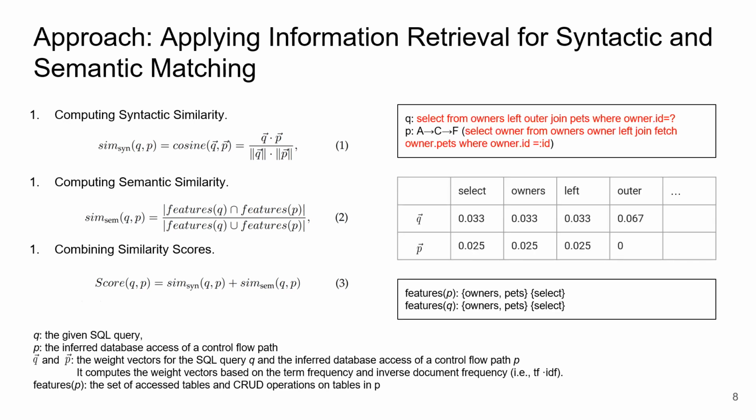Taking the SQL query and the control flow path as an example, the vectors are weights on the terms, and the features are the database tables, owners and pets, while the operation is select.